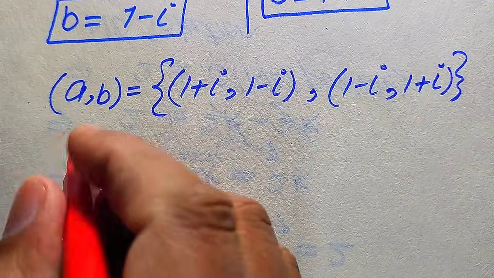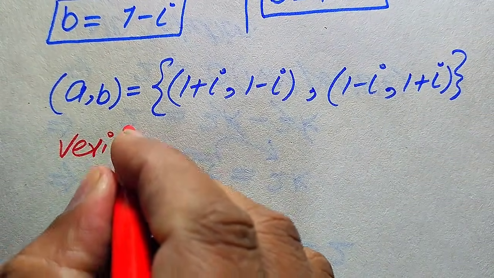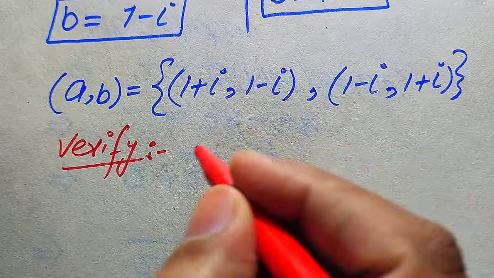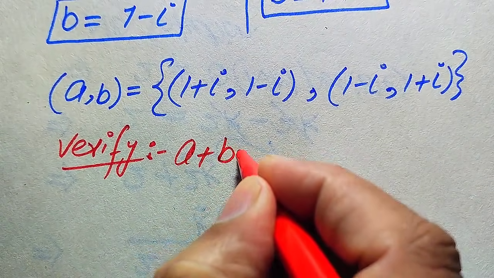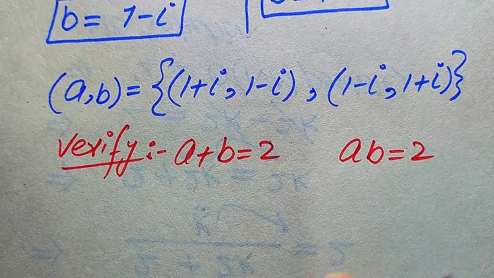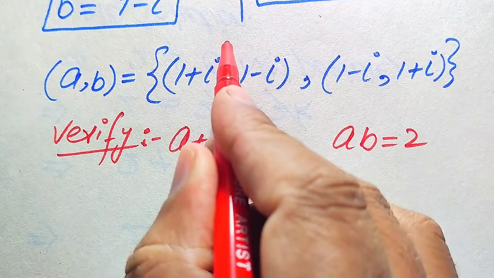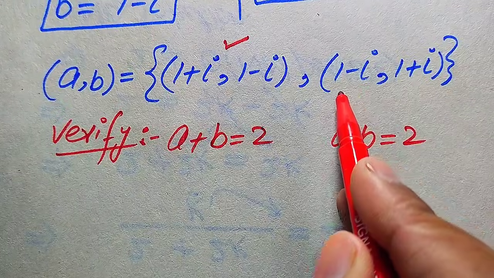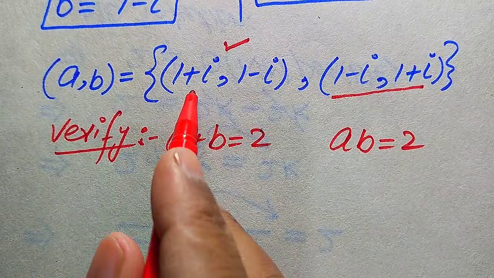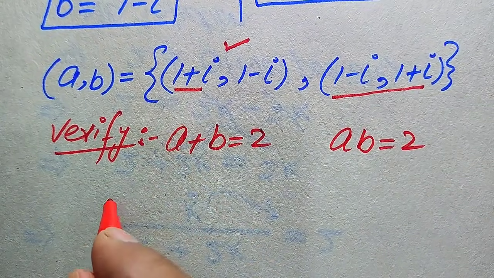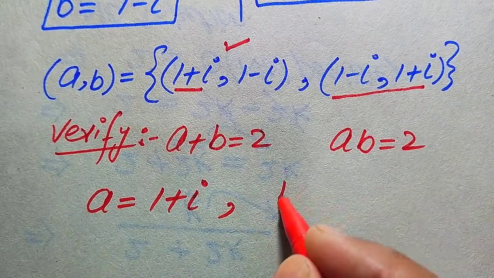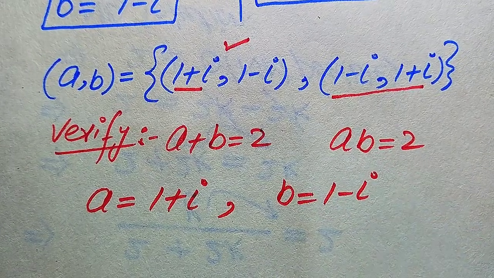And now in the next step, we need to verify whether these values are solutions or extraneous roots. So for verification, we need to copy down the given question statement. Here it is a plus b equals 2 and ab is also equal to 2. So here I can just verify this root, and I can leave the second verification up to you. You can do it yourself. So here you see that the first value is our a, and here we have a equals 1 plus iota, and the value of b is 1 minus iota.